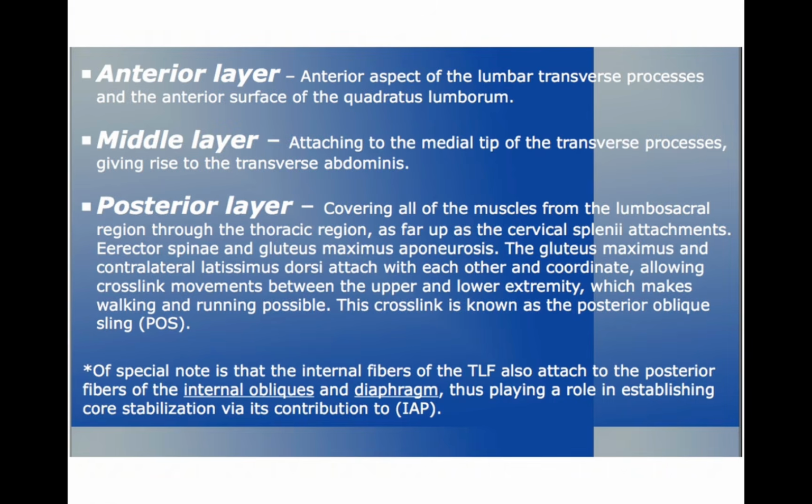So a few anatomical things about the thoracolumbar fascia, which is very cool. I'll let you read through this if you freeze it when you're going through the slide, but of special note is the bottom one, that the internal fibers of the thoracolumbar fascia also attach to the posterior fibers of the internal oblique and the diaphragm. So they're going to play a role in establishing intra-abdominal pressure. Intra-abdominal pressure is the powerhouse breathing mechanism of the inner cylinder for you. And if you don't have that, you have a loss of stabilization. So I actually do, in my opinion, include the internal obliques as part of your deep, fundamental, intrinsic core. So if you have a diaphragm breathing problem, you also have a thoracolumbar fascia problem.